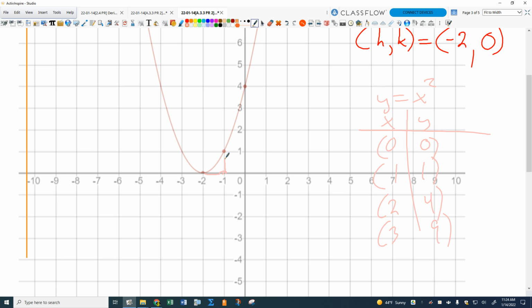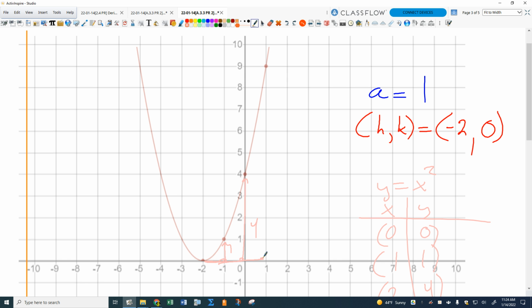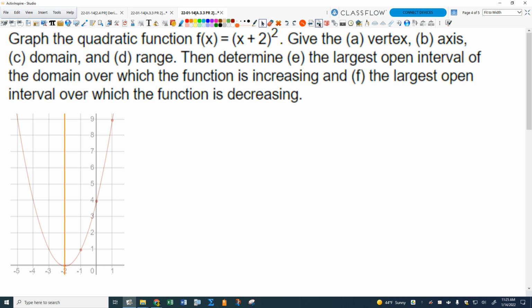Over 1, up 1. Over 2, up 4. Over 3, up 9. Okay, nothing's changed. That's our answer. Okay? And then the axis of symmetry would just be the line that splits this thing. There we go. It just goes right down the gut, right down the middle, right? Splits it in two.